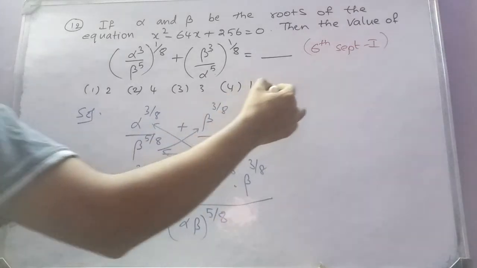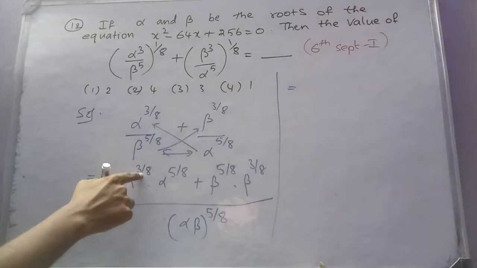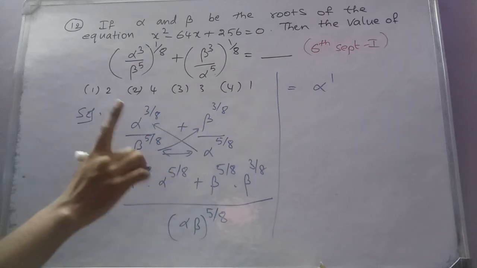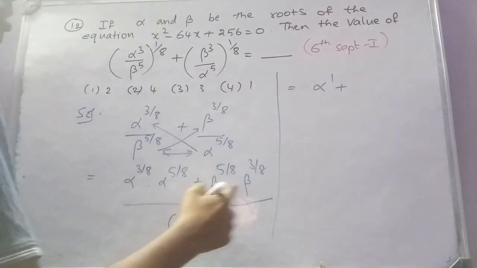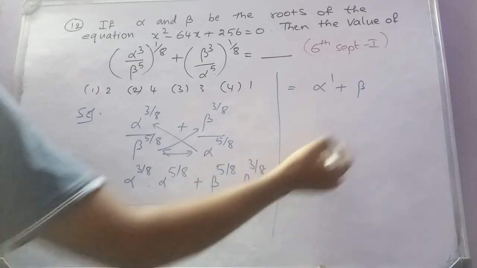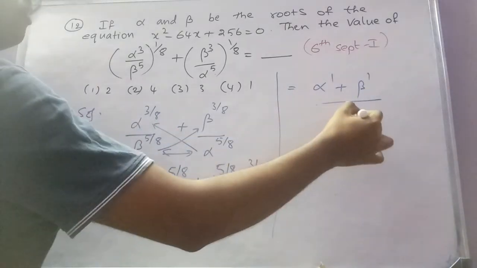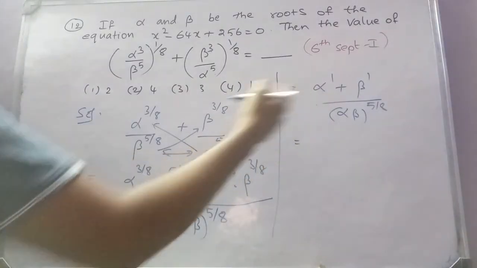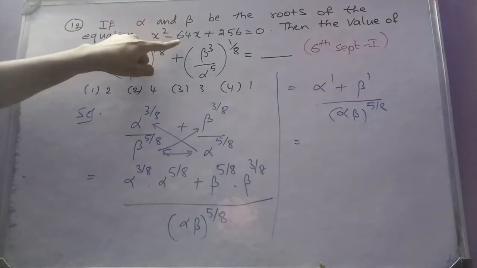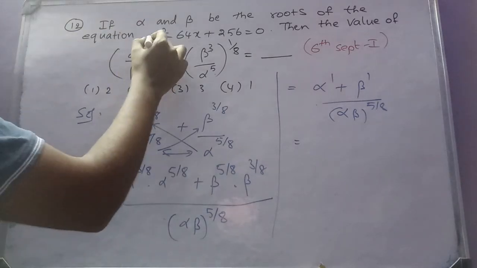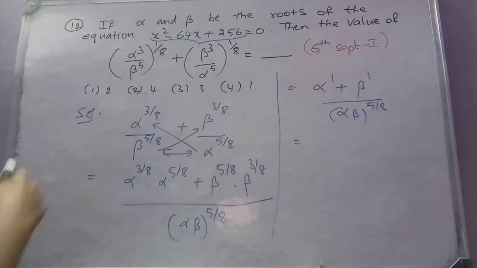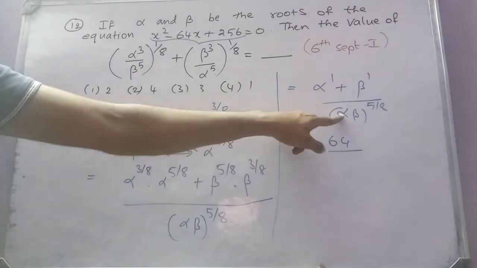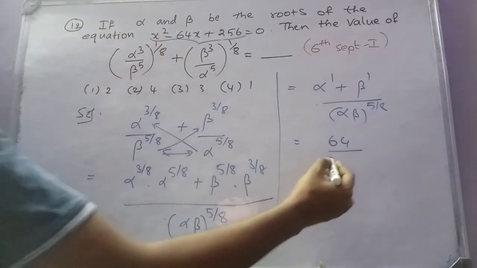We are into the last step. A power m into a power n, so a power m plus n. That means you'll get 1 because 3 by 8 plus 5 by 8 is 1. And similarly here also beta power 5 by 8 plus 3 by 8 which is 1, divided by alpha beta whole power 5 by 8. Now look at the question. The numerator alpha plus beta is what? Since alpha, beta are the roots of this quadratic equation, alpha plus beta is minus b by a. That means 64 only. So the numerator is 64. And alpha beta is the product of the roots, c by a, which means 256.